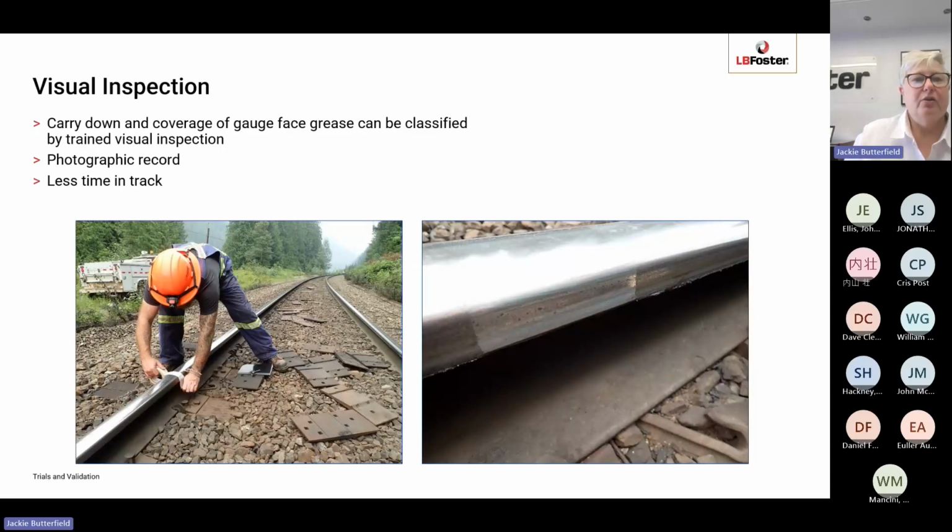Visual inspection can also be used for measuring the carry down and coverage of gauge face grease materials, not so much for top of rail materials. It's an easy technique, but really it needs to be done by somebody who's experienced in assessing the visual effects of grease on the rail. So you can take photographs and you can see over time that the grease is being carried down. So you can put, as is shown here, tape on the rail at different distances, and you can actually see by removing the tape whether the grease is actually carrying down the track.